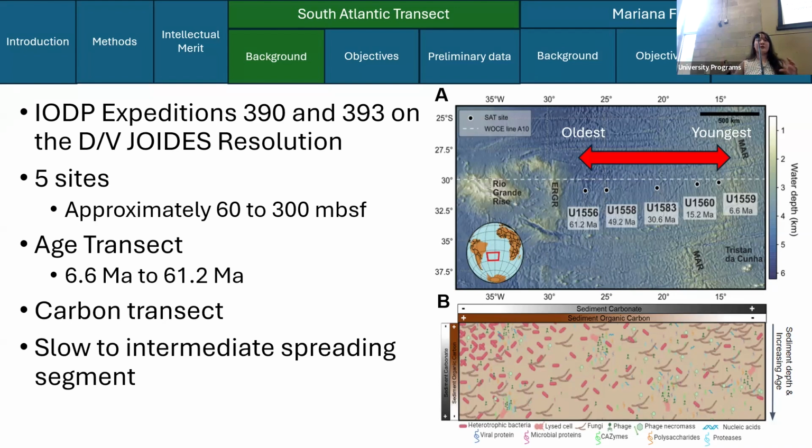All of these sites were drilled on the same slow to intermediate spreading segment of the Mid-Atlantic Ridge at approximately 31 degrees south. So they're all in the same spreading segment, so it's all from the same source of the Mid-Atlantic Ridge.